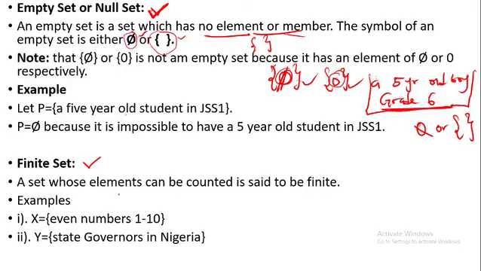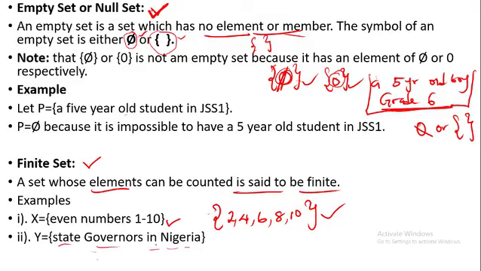He said a set whose elements can be counted is said to be finite. Once the elements, the numbers or the members of a set can be counted, then we say they are finite. For instance, we have the set of even numbers from 1 to 10. Even numbers from 1 to 10 include 2, 4, 6, 8, and 10. Is that correct? So they can be counted. 2, 4, 6, 8, 10. They can be counted, so we say they are what?